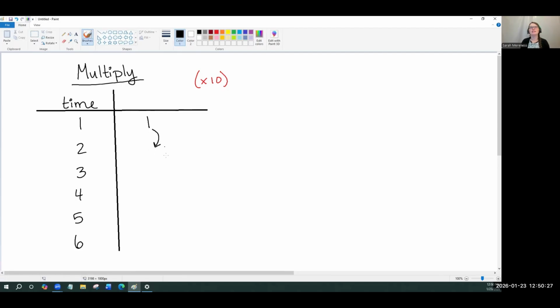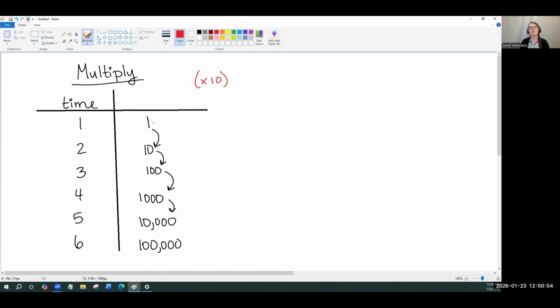Then in the next unit of time, 1 times 10 is 10. And the next unit of time, 10 times 10 is 100. And the next unit of time, 100 times 10 is 1,000, right? And we just repeat this process. We get to 10,000 and we get to 100,000. This is exponential growth because each time we move forward, we have massively increased in amount.